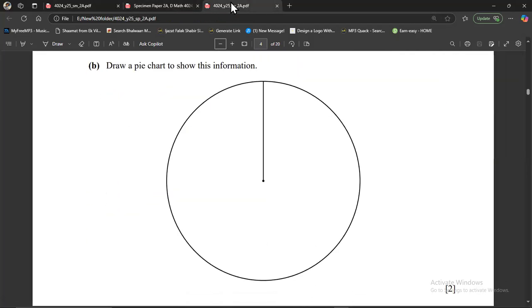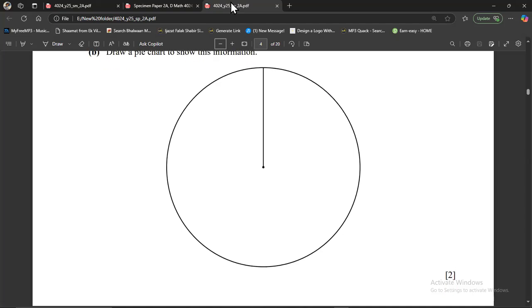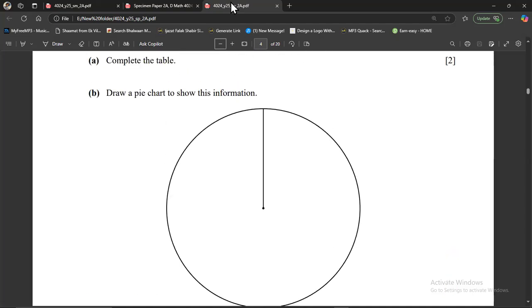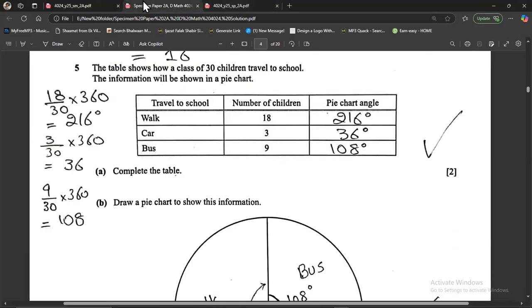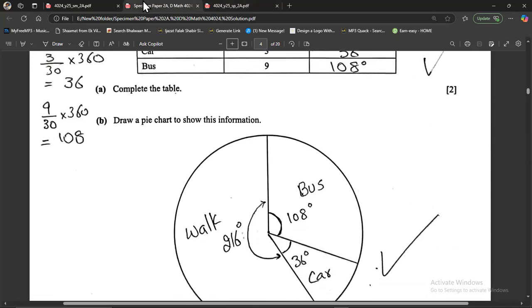Then they say draw a pie chart to show this information. So I have to show this information on this pie chart. I will use my protractor and put the protractor here. The crosshair should be here, the 0 should be here. And from here, I will calculate the smaller angle. In this way, it's easy.